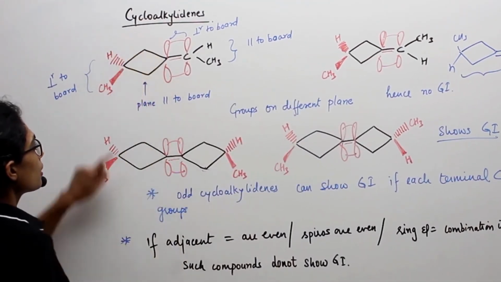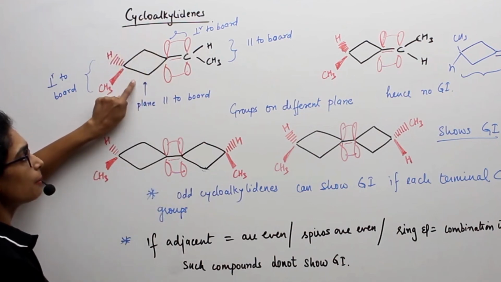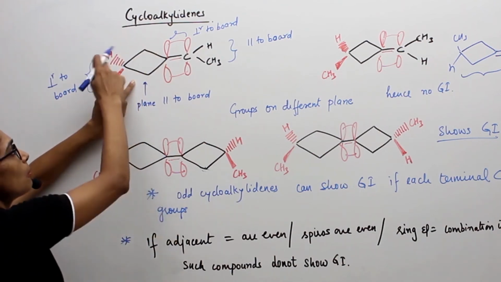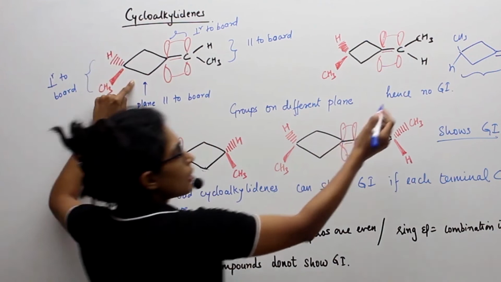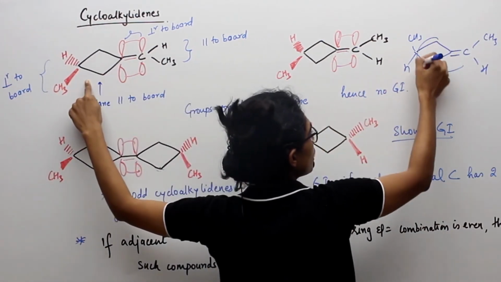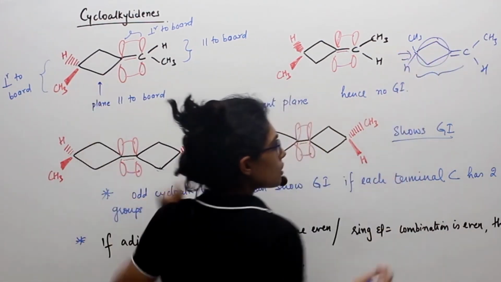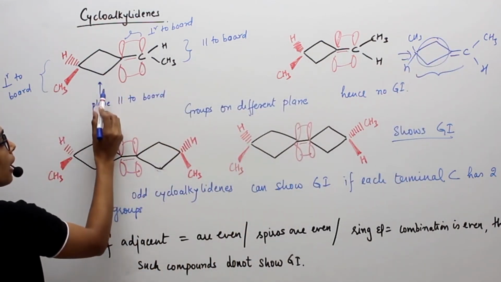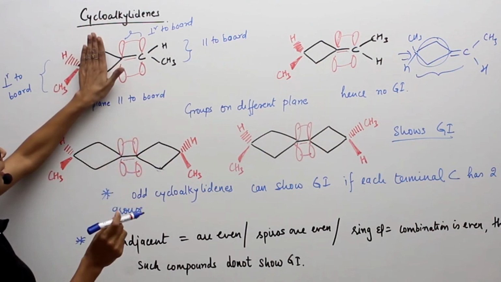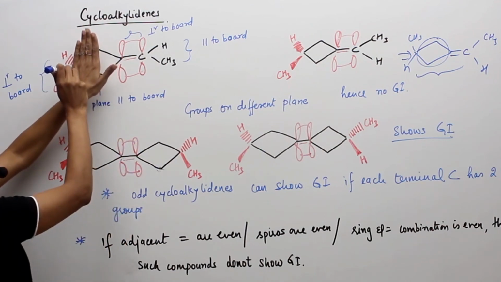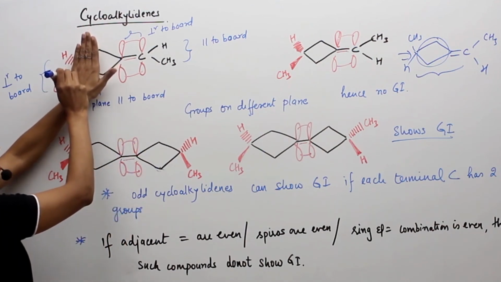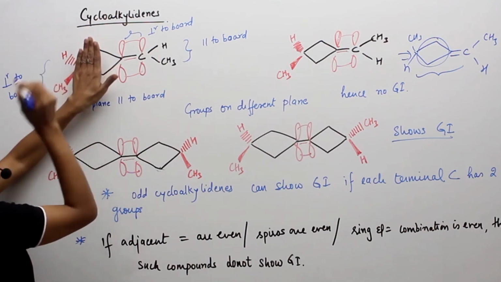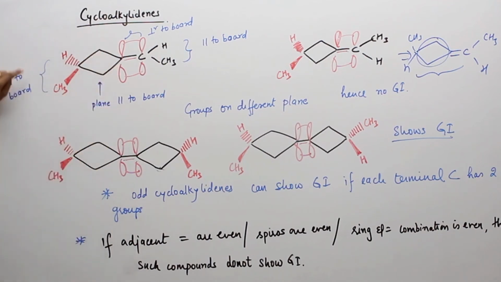The cyclic chain is in one plane, that is, the plane parallel to the board. Now the sigma bonds it is forming, whatever the plane of this chain is, these sigma bonds will be perpendicular to that plane. So if the cyclic ring is in the plane parallel to the board, this is how your bonds are going to be, the CH3 and hydrogen. One CH3 will be here and hydrogen will be inwards. So this is the perpendicular plane of the board.